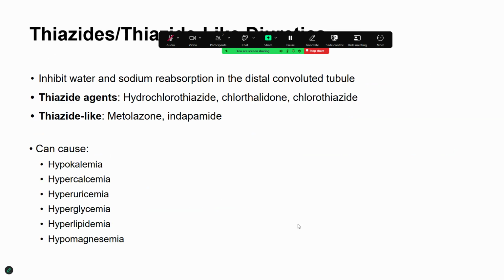On to thiazide-like diuretics. These work in the distal convoluted tubules by inhibiting water and sodium reabsorption. And I also remember that question as well. The thiazides are hydrochlorothiazide and chlorthalidone, and the thiazide-like are metolazone and indapamide. And the side effect profile is listed right there.